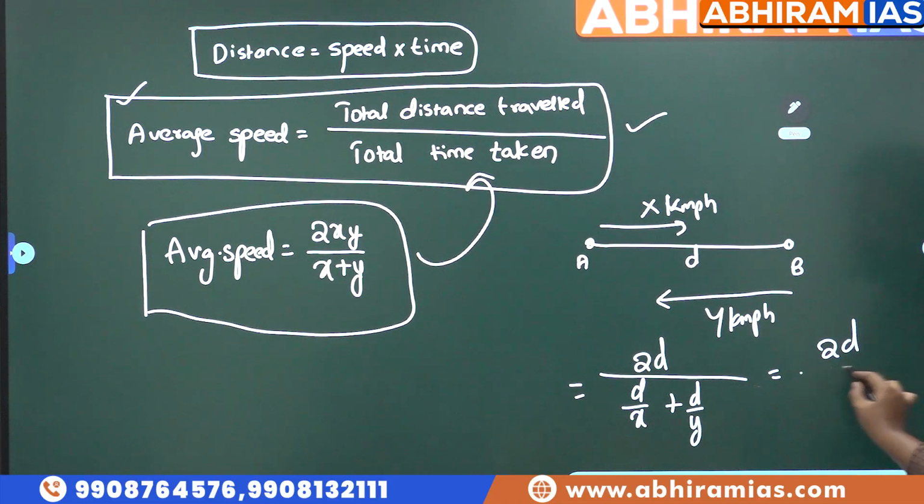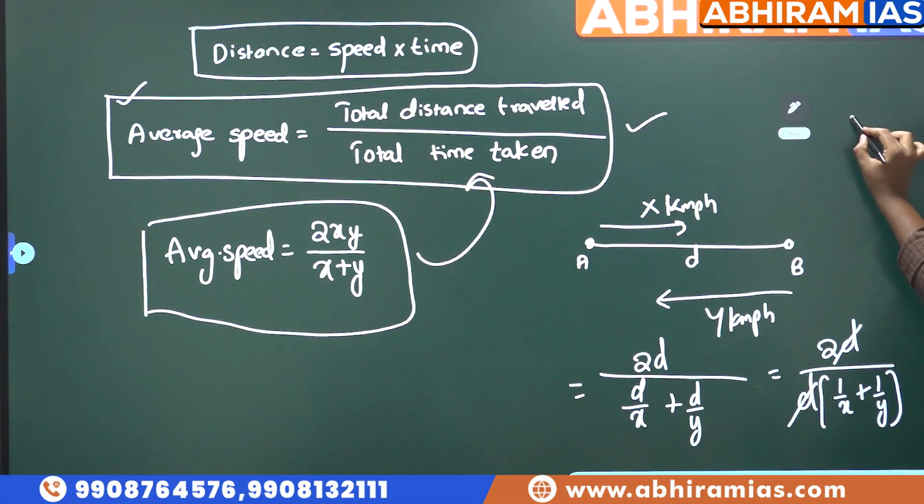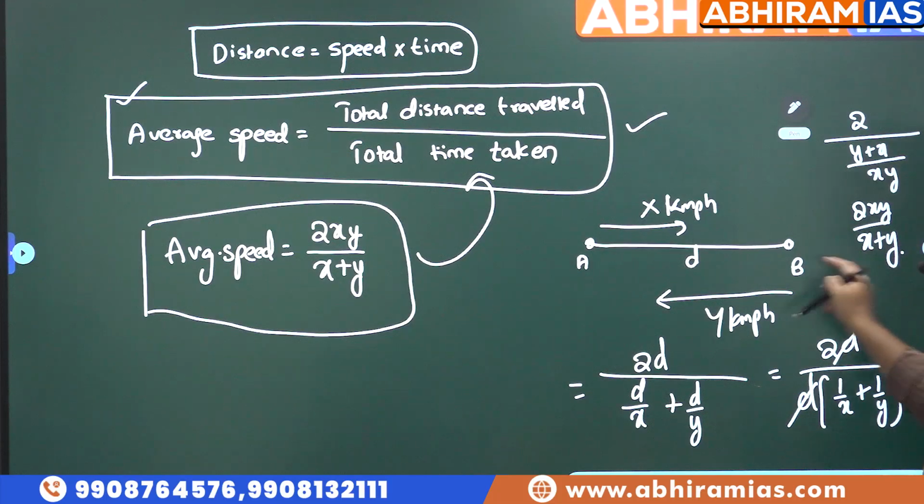So now what happens here? 2d by, if I take d common, this becomes 1 by x plus 1 by y. d, d gets cancelled. Here in the denominator, 2 by LCM will become xy. This becomes y plus x. xy will come to the numerator and it will become 2xy by x plus y. That is the reason we are writing the formula directly.